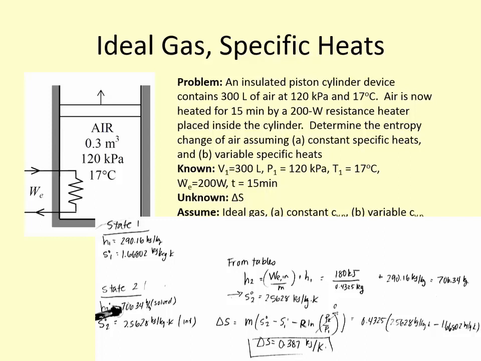0.4325 kilograms multiplied by S superscript 0 subscript 2, 2.5628 kilojoules per kilogram Kelvin, minus 1.66802 kilojoules per kilogram Kelvin. So we find delta S to be equal to 0.387 kilojoules per Kelvin. Very similar to what we calculated in part A.